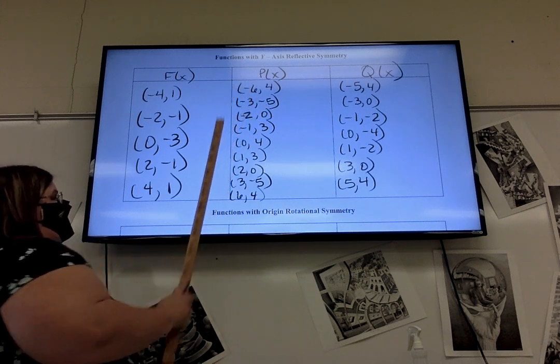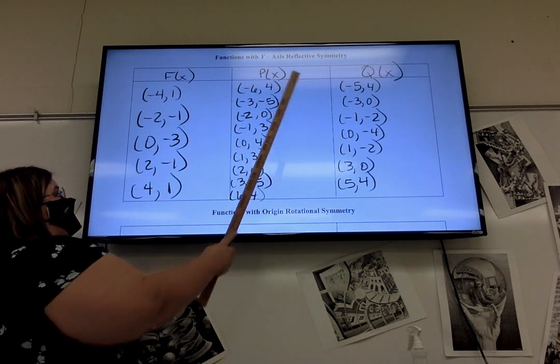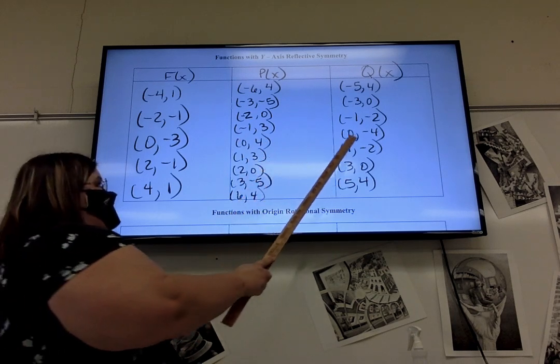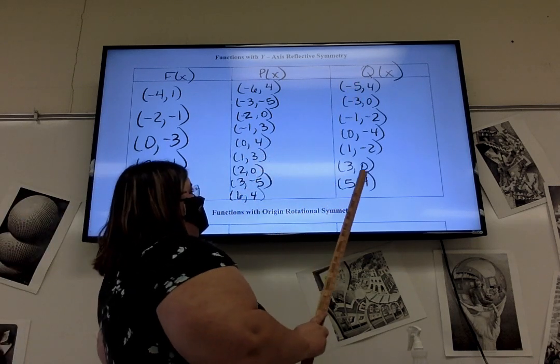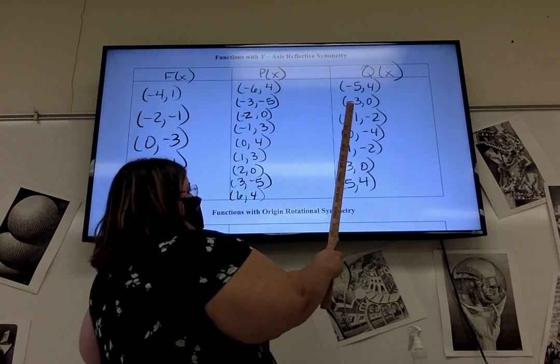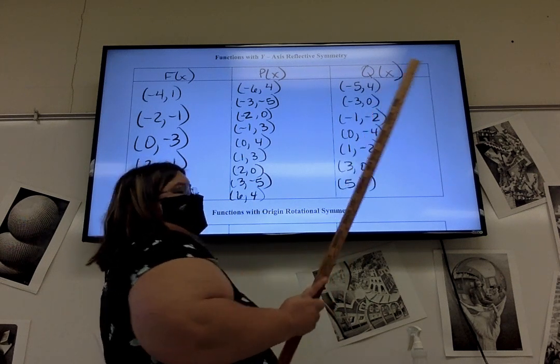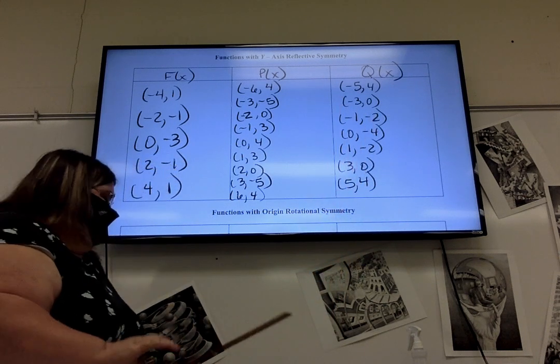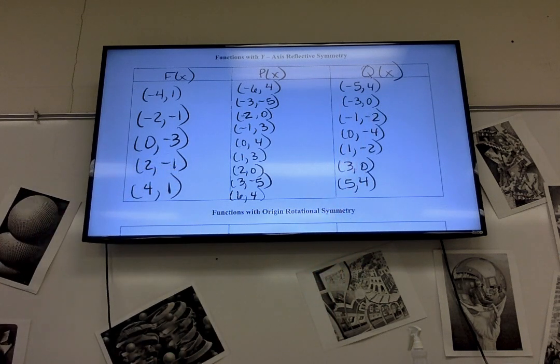Same thing here. -6, +6, they're both 4. -1, +1, they're both 3. Same thing here. -5, 5, they're both 4. -3, 3, they're both 0. -1, 1, they're both -2. These are called even functions. And always they are symmetric with respect to the y-axis.